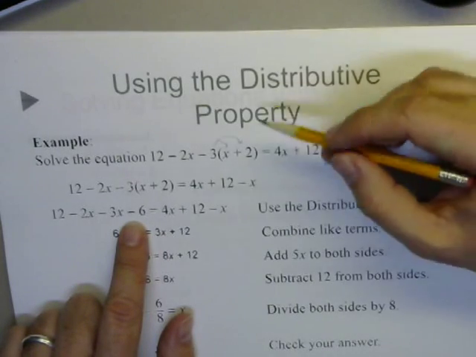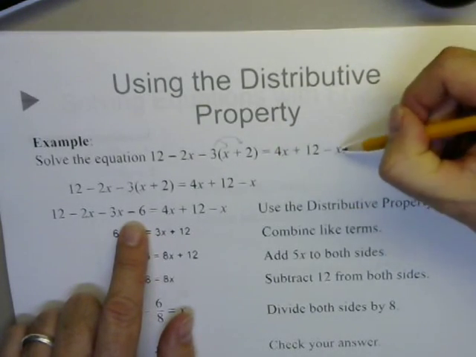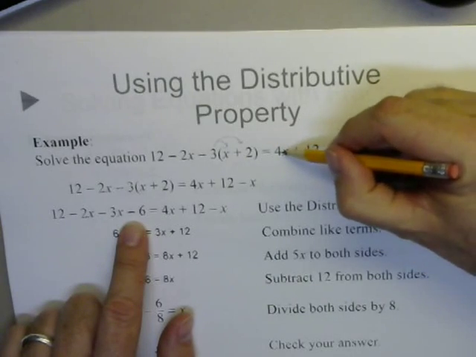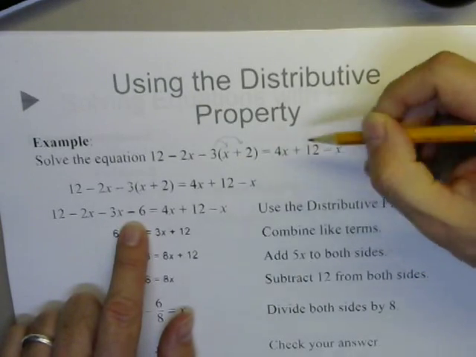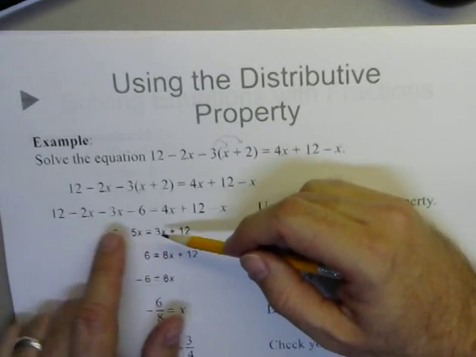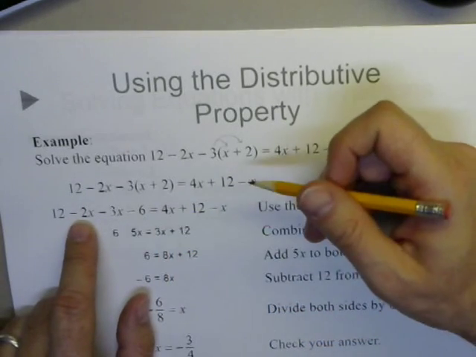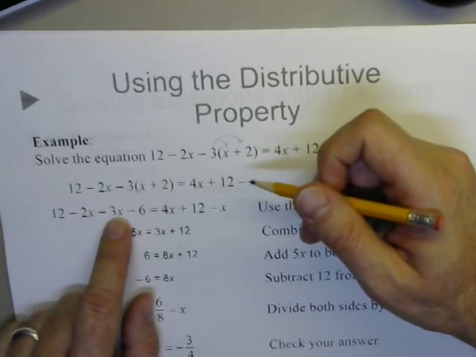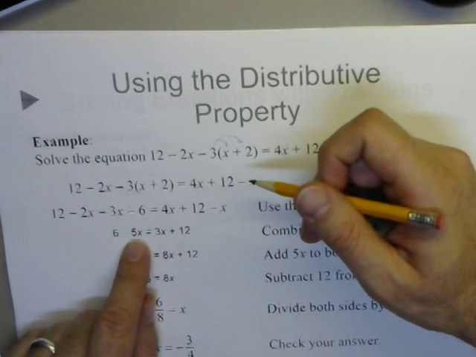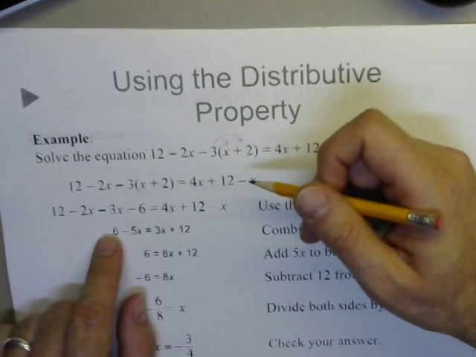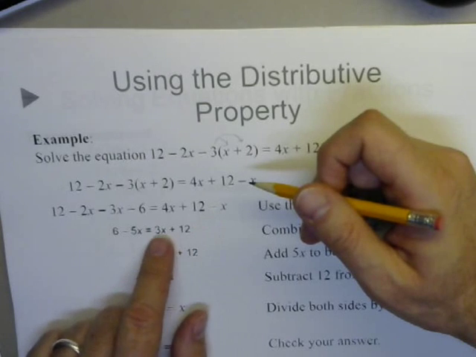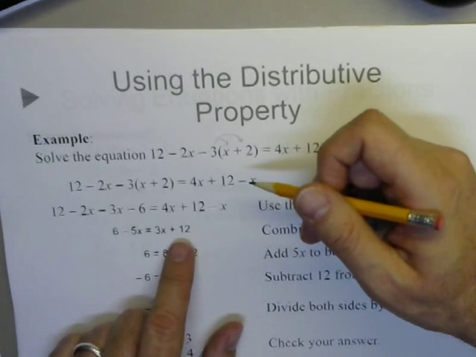Remember, terms are like if they have the same base and the same exponent. So it's like you've got 4x's minus an x, which would leave you with 3x's. And then just continue to combine like terms. So here I'd have -2x minus 3x, which would give me -5x. 12 minus 6 is 6. Here I'll have 4x minus x is 3x, which we've seen, and then 12.